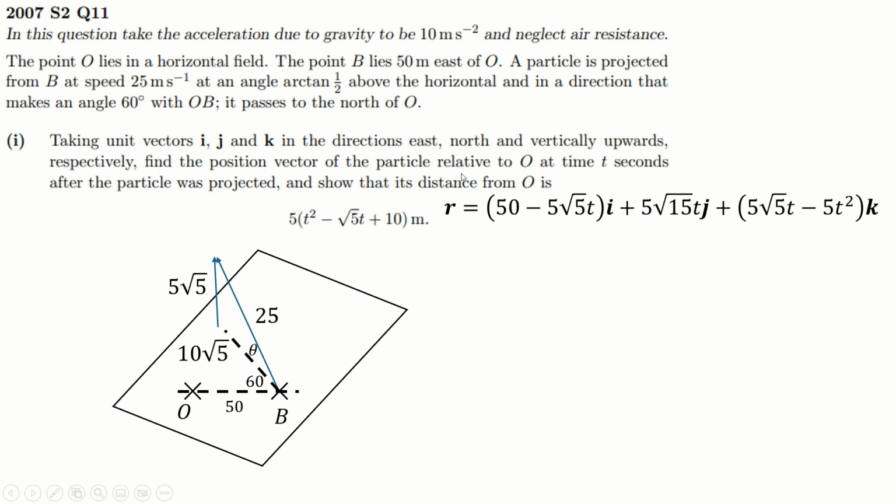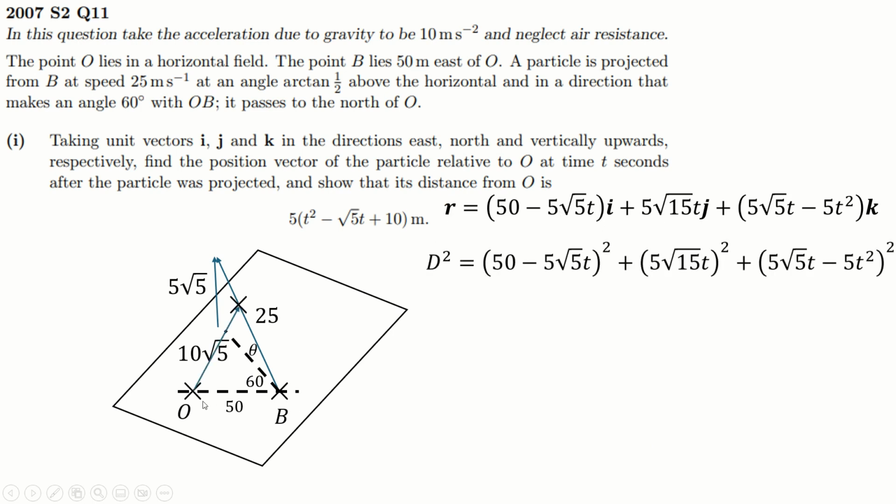And now we're being asked to show that the distance from O is this. Okay, well, distance is just, of course, the magnitude of the position vector. So we just need to do this squared plus this squared plus this squared and square root it maybe. So we've got some point over here and we're looking for this distance. So of course we just need to do the x, or the I component squared plus the j component squared plus the k component coming out of the plane squared. It's just 3D Pythagoras, isn't it? So it's just this squared plus this squared plus this squared.